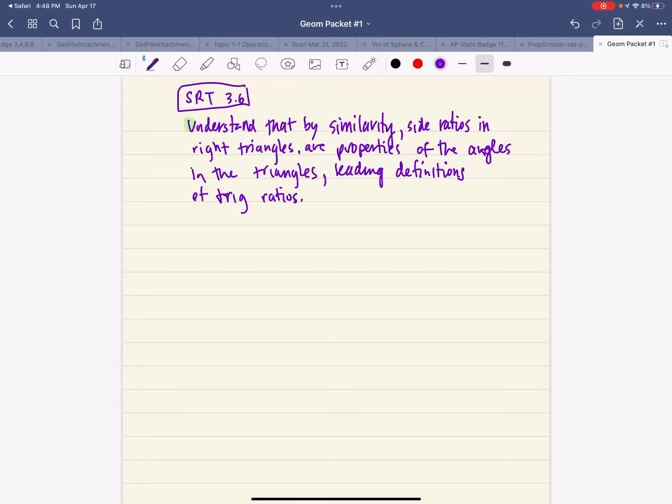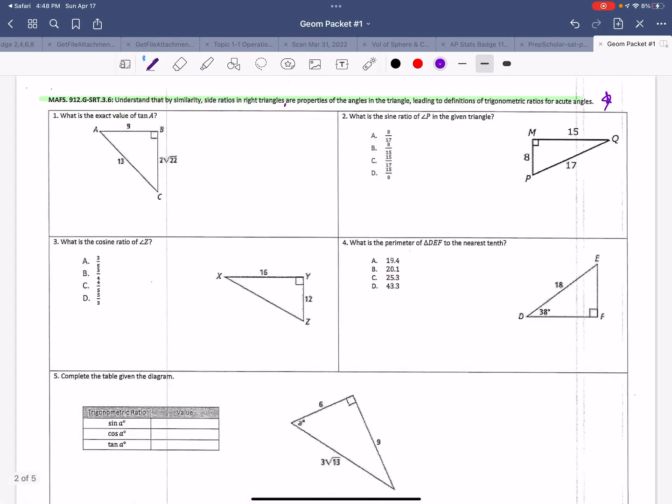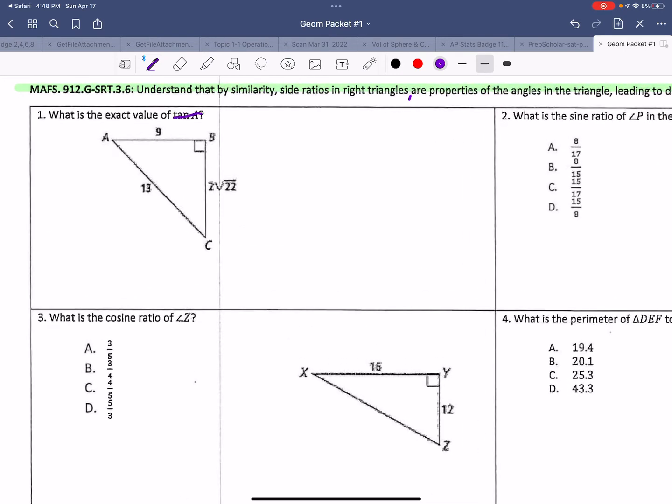And this is why trig works. So this is something that we talked about before. Trig works because it works for any small or any big. So that's how we're able to solve for a side or an angle. So let's take a look here. It says, what is the exact value of tangent of A? We know that the tangent of any angle is opposite over adjacent. So if we are thinking about angle A, this would be the opposite side, this is the hypotenuse, and this would be the adjacent side.